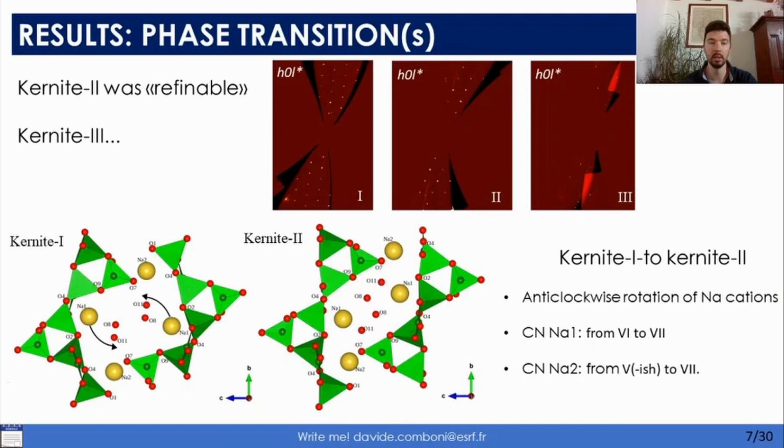At the bottom of the slide you can see one of the main deformation mechanisms in the kernite 1 to kernite 2 phase transition. As you can see, there is the anti-clockwise rotation of the sodium site Na1 alongside the migration of the water molecules O8 and O11. Overall, an important feature to understand in this kernite 1 to kernite 2 phase transition is the increase of the coordination number of the sodium cations, from 5-ish or 6 to 7.